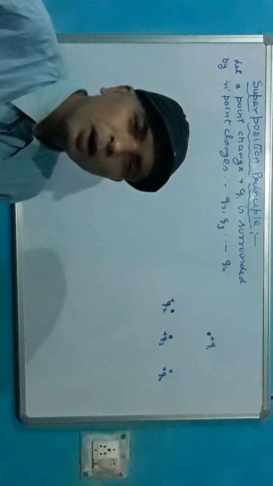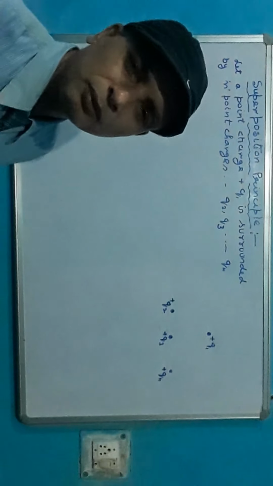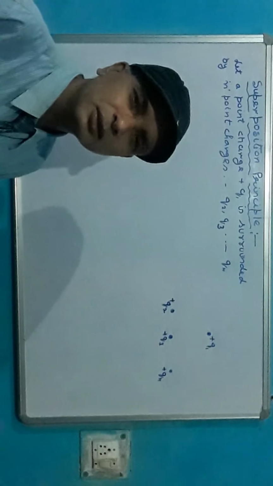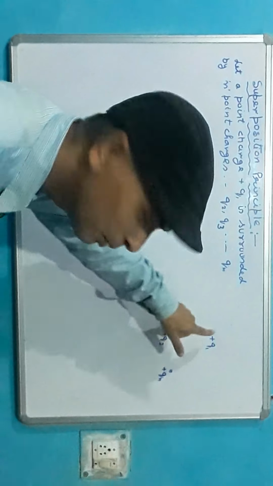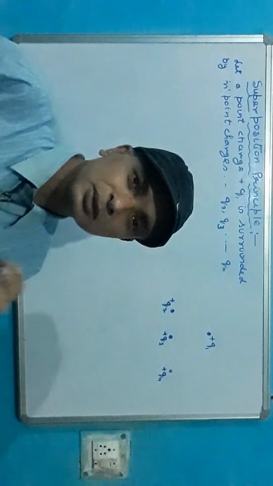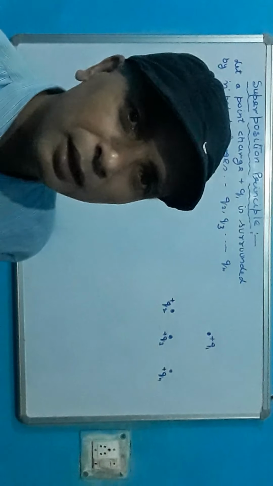What will happen? The charge q2 will apply a force of repulsion on q1, because we know that like charges repel each other. In the same manner, q3 will apply a force on q1, because we are going to calculate the electric force which is acting on charge plus q1.